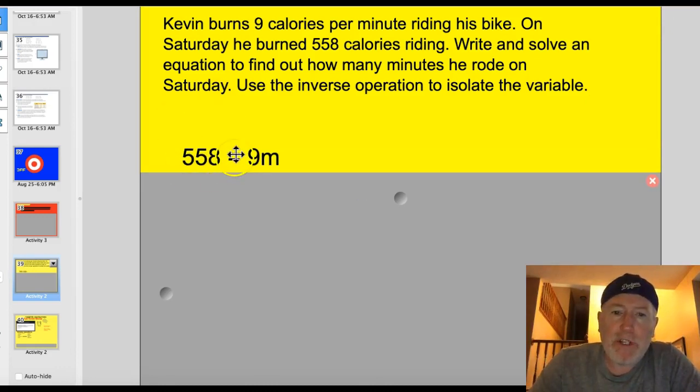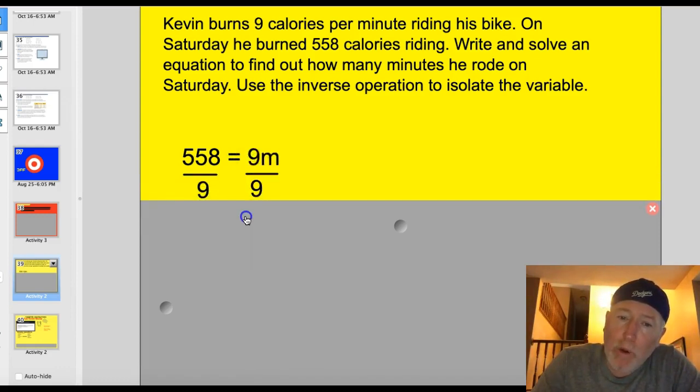The 558 calories total is equal to 9 calories times some number of minutes, right? Well, this is a multiplication situation, right? 9 times m. How do you solve multiplication? What's the opposite? What's the inverse? Division, of course. How do you get the m by itself? You've got to get rid of the 9. So the way we get rid of multiply by 9 is we divide by 9.